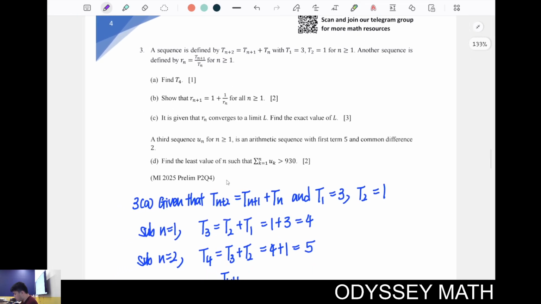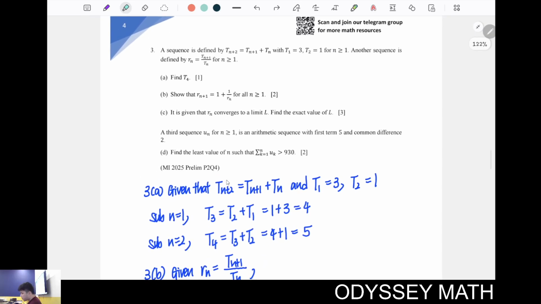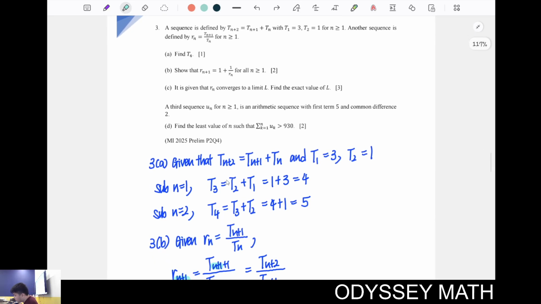So we know that this is given from the question. Then we just say, when n equals to 1, we start from the smallest. We have T3 equals to T2 plus T1 equals to 1 plus 3 equals to 4. And then when n equals to 2, we have T4 equals to T3 plus T2 equals to 4 plus 1 equals to 5. So we are done over here. We have found that our T4 equals to 5. 1 mark.